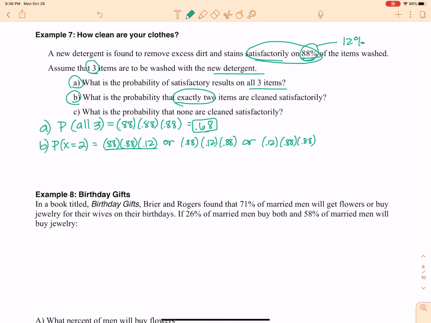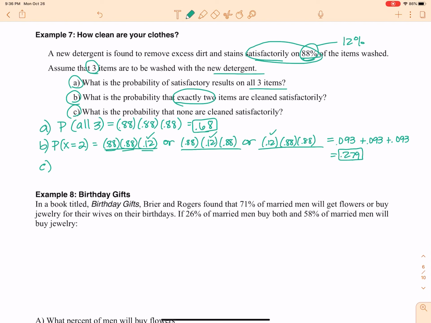So that means we have to consider all of the 3 possibilities. Is it the last one that's not cleaned correctly, the middle one, or the first one? We don't know, so we have to think about all of those. So 0.88 times 0.88 times 0.12 is 0.093. And regardless of where the 0.12 comes in, either the last position, second position, or first position, all of these are the same probability. So when I add these up, I get 0.279. Beautiful.